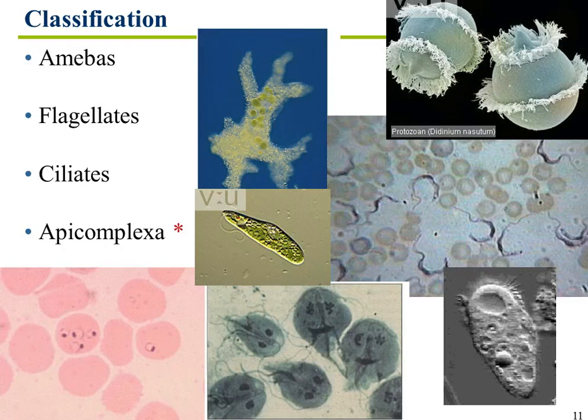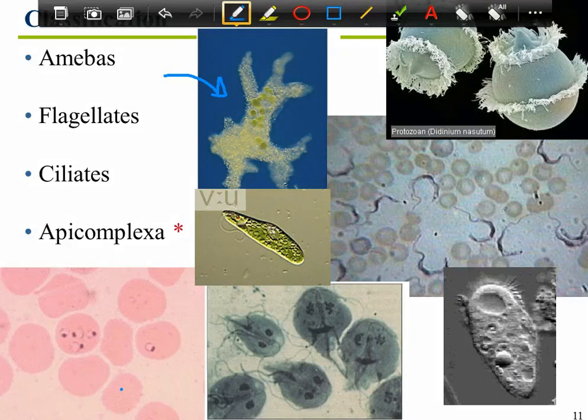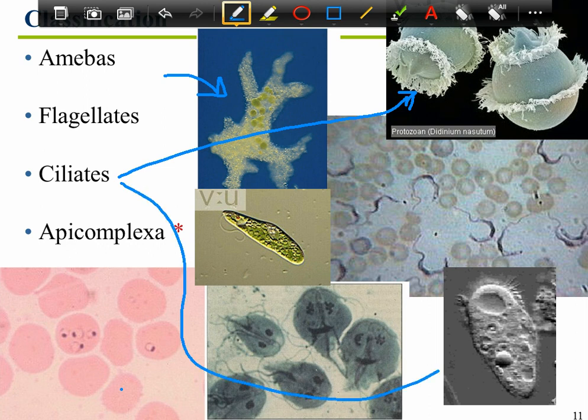So here are the four main groups. There are more than this, but here are the four main groups. The amoebas. There's your amoeba right there, cytoplasmic streaming. I've already mentioned a ciliate, so here's a ciliate right there. And another ciliate right there. You can see cilia particularly up here at the top. Flagellate. Ooh, nice one right there. You can see that flagellum right there.